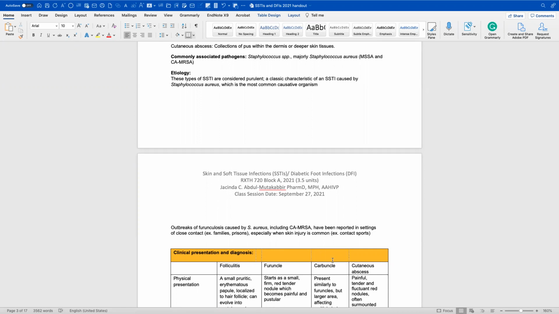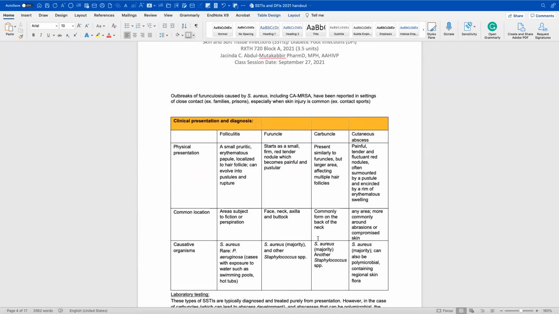So outbreaks of furunculitis caused by Staph aureus, including community-acquired MRSA, have been reported in settings of close contact. So when you think about furuncles, carbuncles, potentially that abscess, a lot of times it can be passed from person to person, where that bacteria can go from person to person when you have large groups that are together. So in families and in prisons, you can see that. And then a skin injury or some type of contact sport. So it typically happens when there's some type of opening to the skin, and then the bacteria has a place to go.